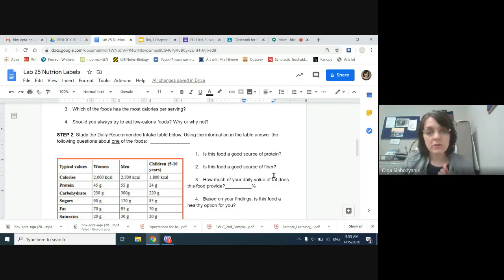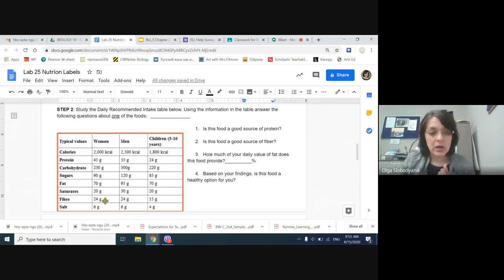Is this a good source of fiber? Okay, same thing. You look up how much fiber you need a day. Let's say if I am a woman, I need 24 grams of fiber. So 3 grams of fiber here is not going to be a good source. If I had something that would have at least maybe 8 grams, like at least 1/3 of the whole fiber I need, I would say that's a good source already.